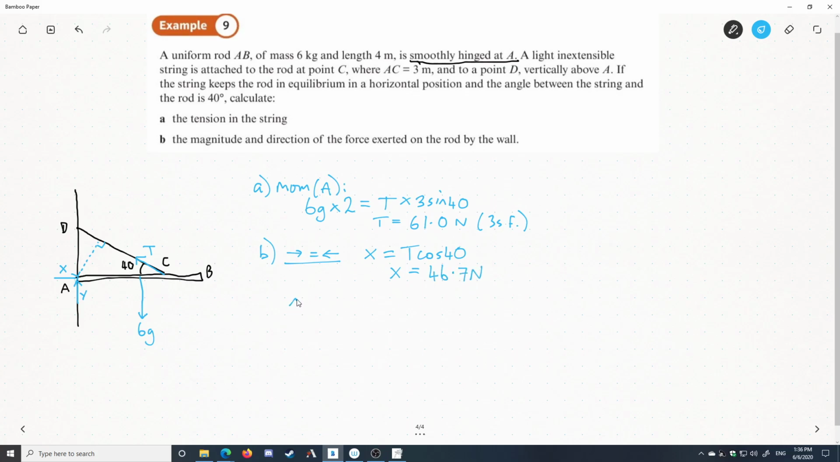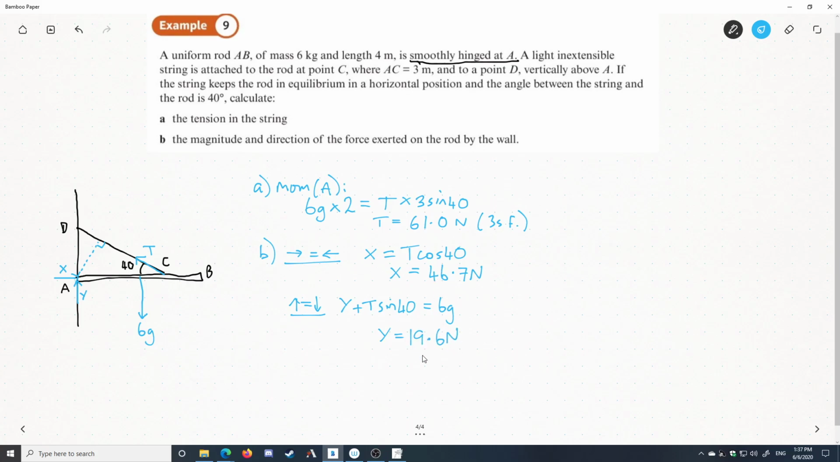And then if we do up equals down, you can see that Y plus T sine 40 equals 6G. So Y is 6G, subtract 61.0 times sine 40, which is 19.6 newtons.